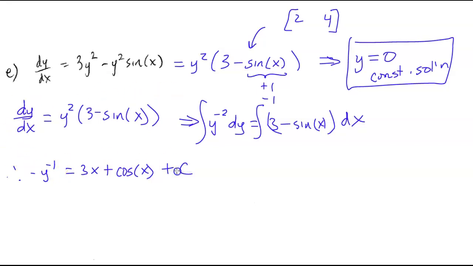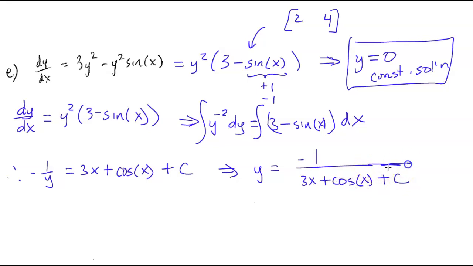Now, of course, here we know that this y raised to the -1 is the same as 1 over y. So I'll go ahead and rewrite it that way. And so this lets us know that y is actually going to be -1 divided by 3x plus cosine of x plus whatever constant this is. And so this would be our solution.